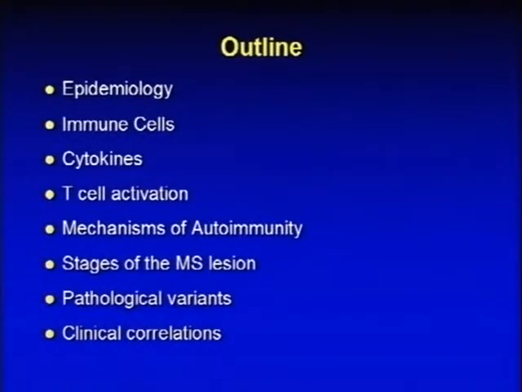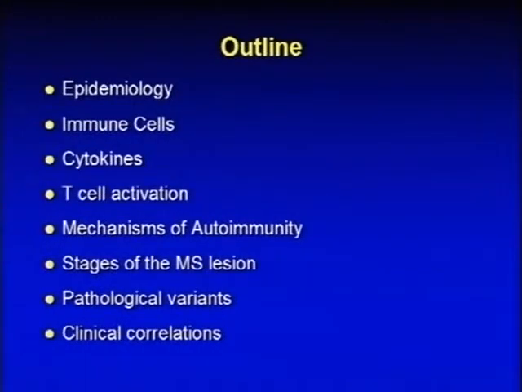What are the immune cells? Who are the players here that you hear about, the T cells and the B cells and the macrophages? We're going to talk about some of the cytokines, which are, if you will, like a hormone, a substance that's released into the blood or spinal fluid to allow the immune cells to communicate with each other. We're going to talk about how T cells and other cells become activated, and mechanisms for why this whole autoimmune process happens in some people and not other people.